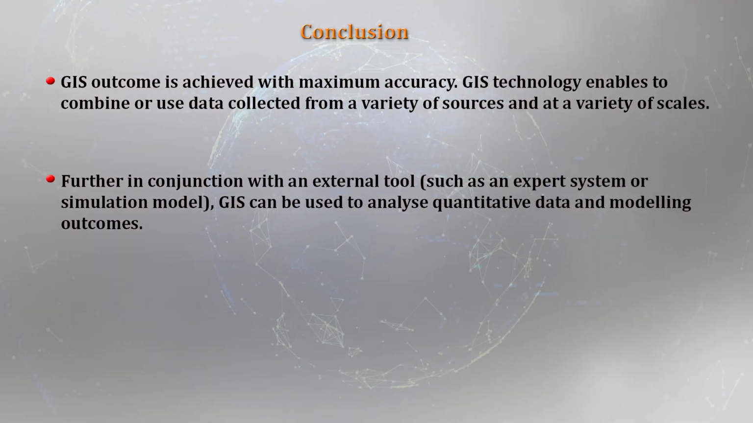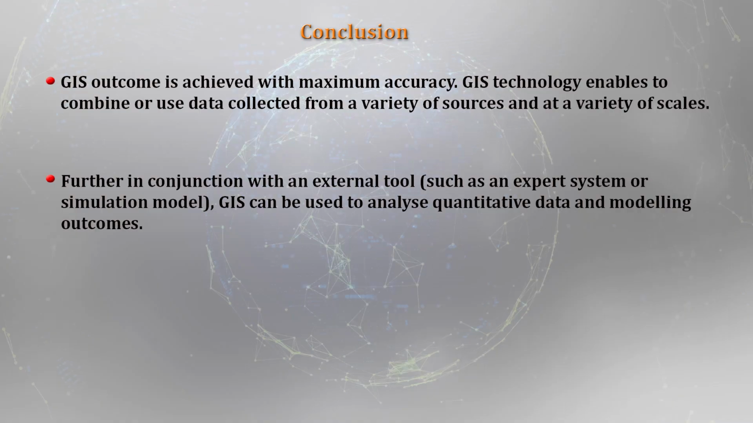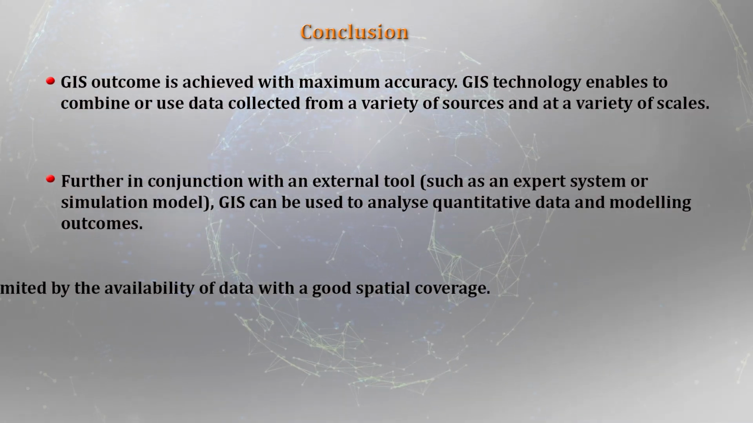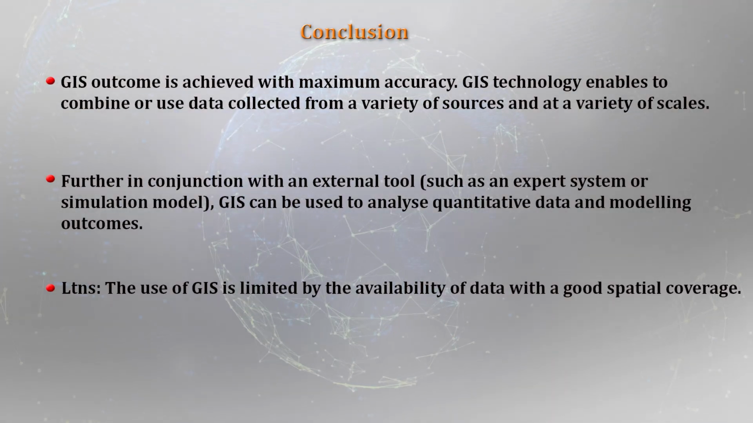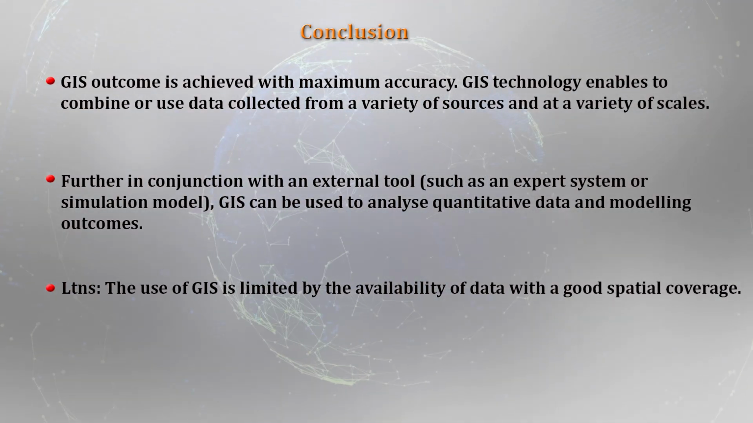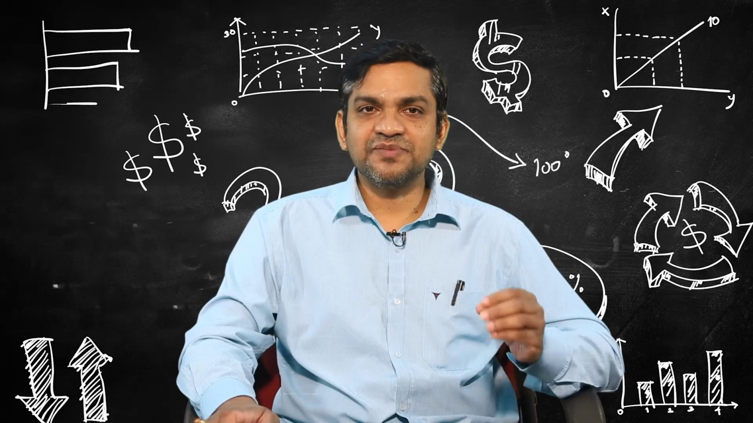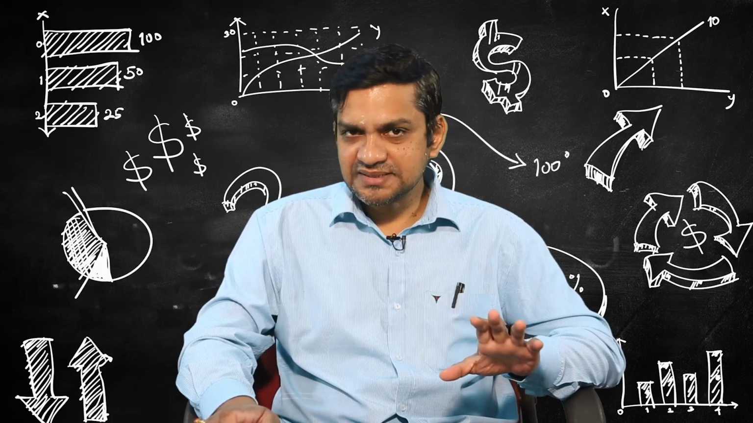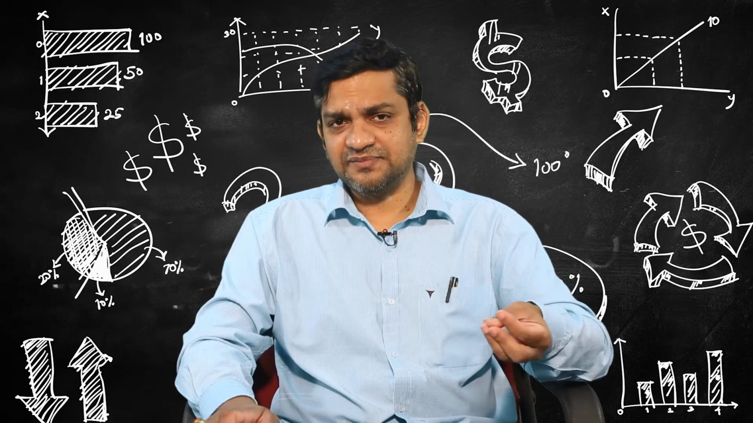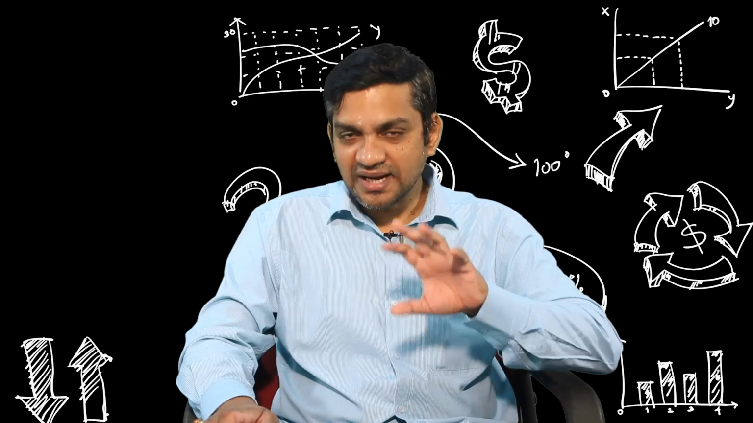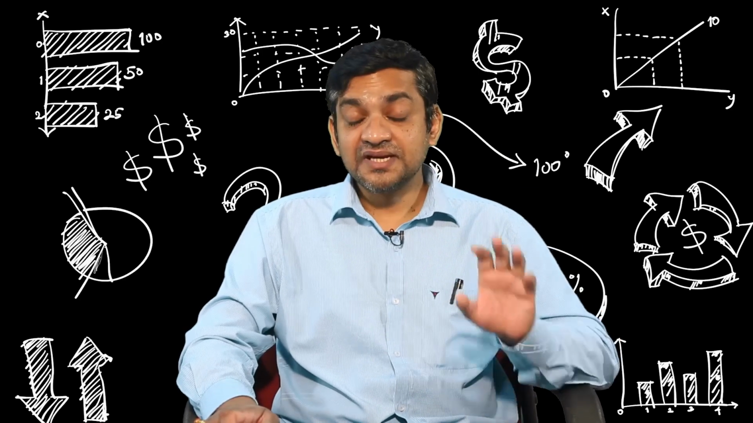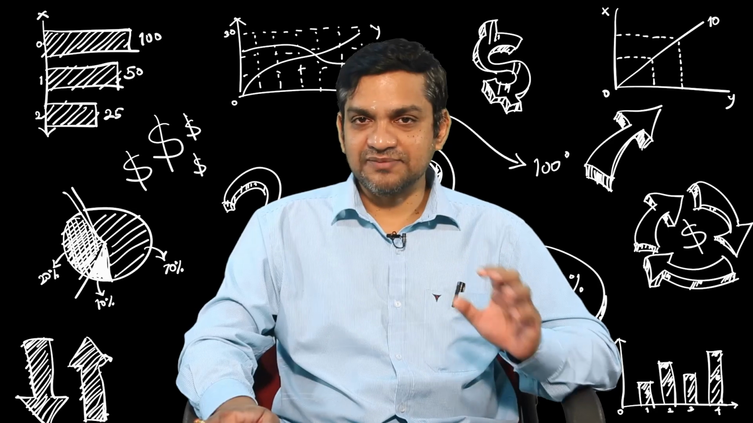Further, in conjunction with external models or tools, GIS can be used to analyze quantitative data and modeling outcomes. And of course, the last one is the limitation. When you look at the limitation, the use of GIS is limited by the availability of data sets with good spatial coverage. And it must be noted that spatial data are costly to collect, and many of the EIA's resources will be targeted towards a small number of locations which are likely to be affected by a development project. Consequently, the use of GIS to do a complex EIA is likely to be restricted to larger well-funded development projects, for which development of a full map base is a viable option.